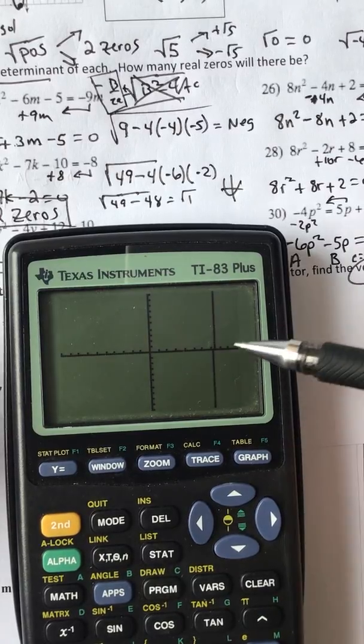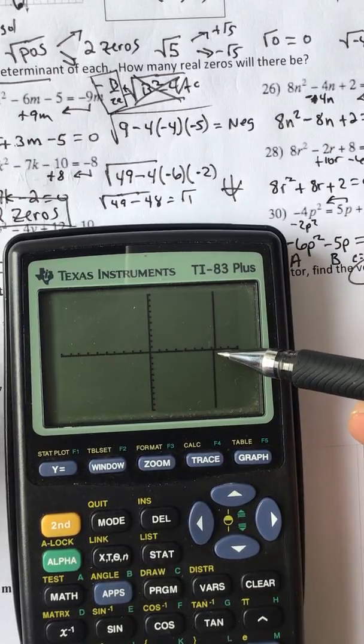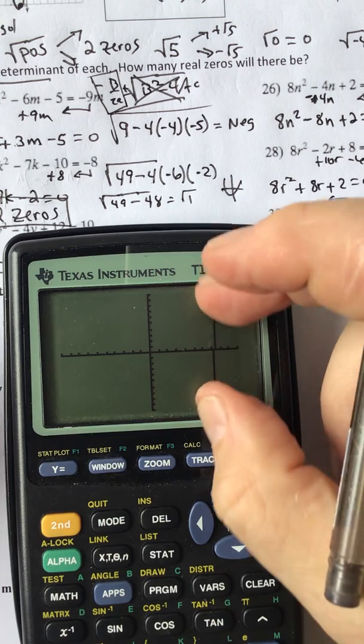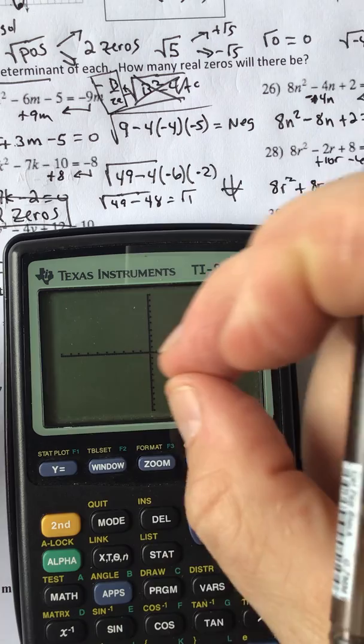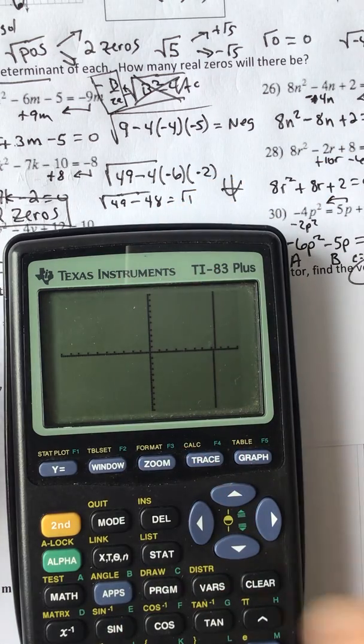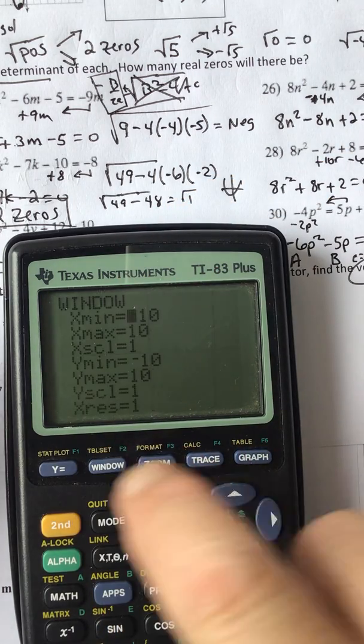Okay, so that's the whole point of these. It's not fitting on there very nice. So now I'm going to have to zoom out. Obviously, it needs to be wider. It's only showing one little piece of the parabola. It needs to be wider, probably needs to be taller. So that's what the window is for. I need to make the window bigger.